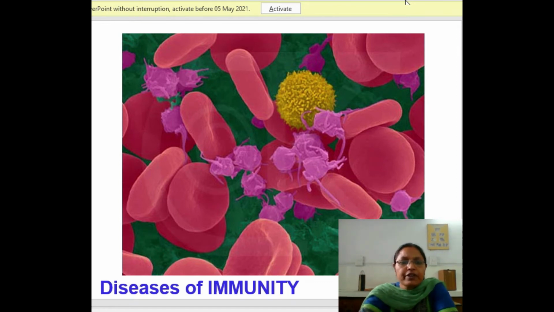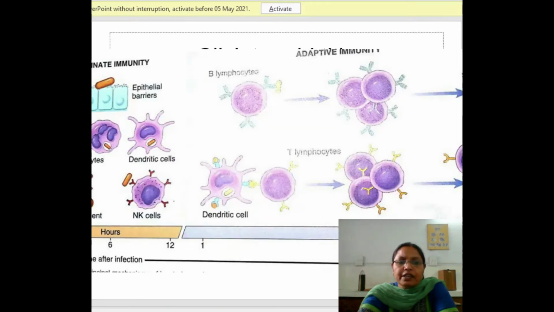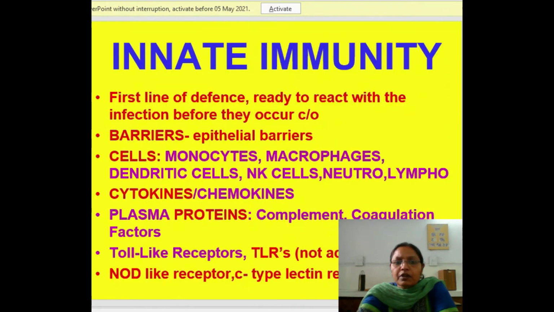Good morning, students. In our previous class, we started with immunity, and we learned about the different types of reactions and different types of immunity: innate immunity and adaptive immunity. Innate immunity is also known as natural immunity or the first line of defense, which is present at birth. Different types of cells take part in the different immunities: in innate immunity, epithelial barriers, dendritic cells, and NK cells; in adaptive immunity, B and T cells are the main ones.